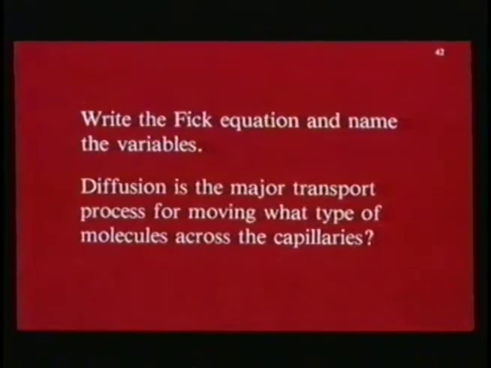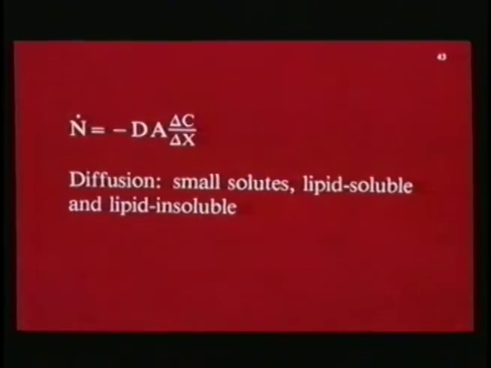42. Write the Fick equation and name the variables in the equation. Diffusion is the major transport process for moving what type of molecules across the capillaries? 43. N equals negative D A delta C over delta X. N is the diffusion rate, D is the diffusion coefficient, A is the area available for exchange, delta C is the concentration difference, and delta X is the diffusion distance. Diffusion is the major process by which small solutes, both lipid-soluble and lipid-insoluble, enter and leave the tissue.